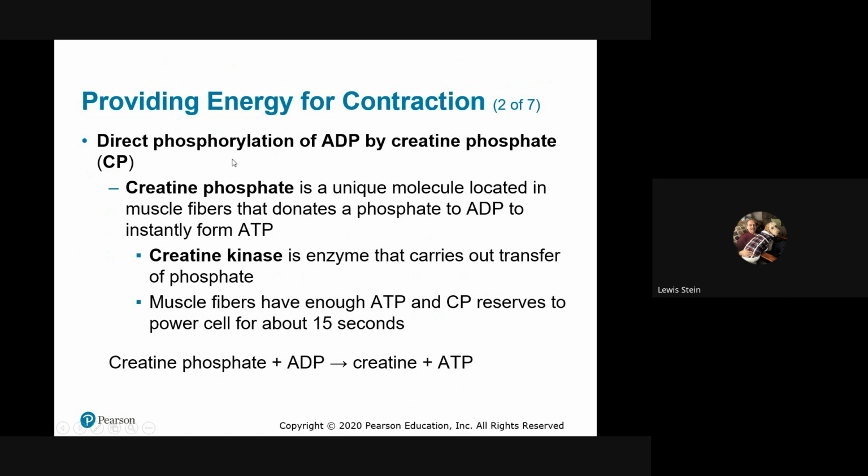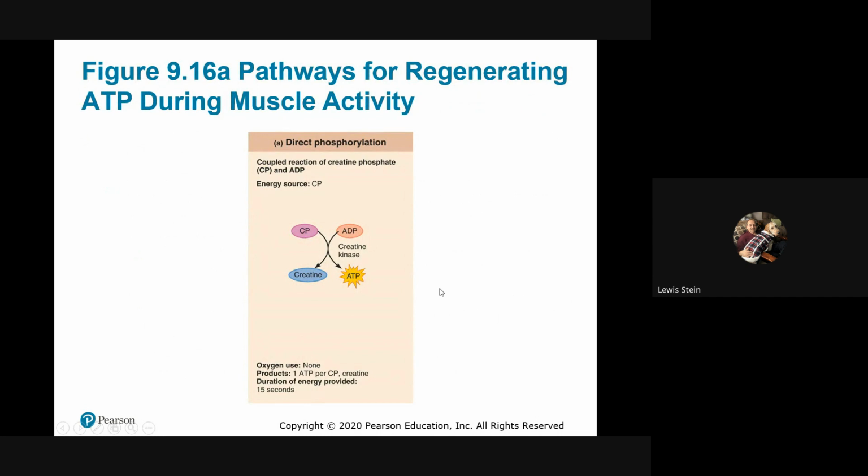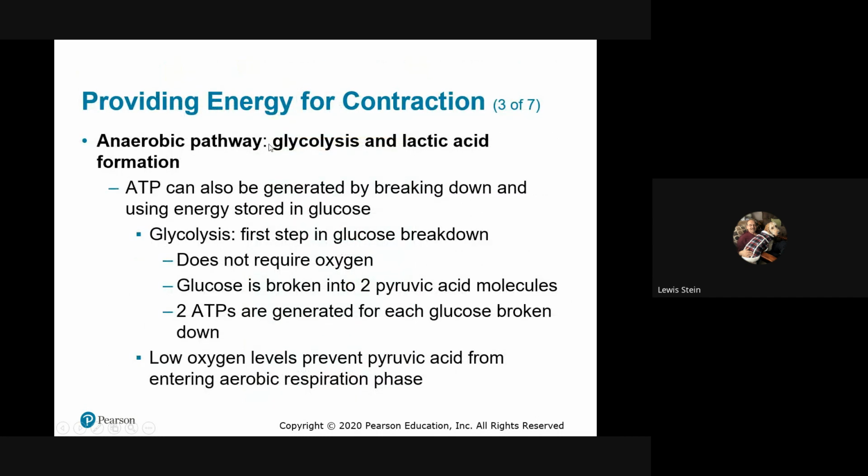So the direct phosphorylation of ADP by creatine phosphate, another high energy phosphate, a unique molecule in the fibers, can donate a phosphate and recreate ATP. Kinase is the enzyme. They have enough ATP and CP reserves for another 15 seconds. Now we're at 20 seconds. So voila to that. At that point, it's anaerobic. Unless you alter the activity, you sprint to start, now you reduce your activity level, you're on the treadmill, you do X amount of miles in a sprint, now you go back to walking, replenish, etc.